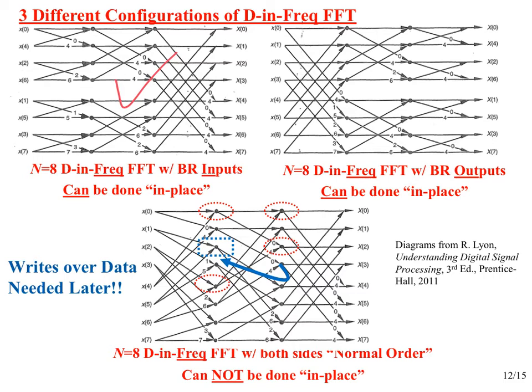Okay, decimation in frequency with bit reversed inputs. This is the way that we just developed it over here. Decimation in frequency with bit reversed outputs. Both of those can be done in place. But if we try to get normal order on both sides, we're going to end up needing to rewrite this there, and I haven't used that yet. So same issue, decimation in time, decimation in frequency, both end up with the same thing.